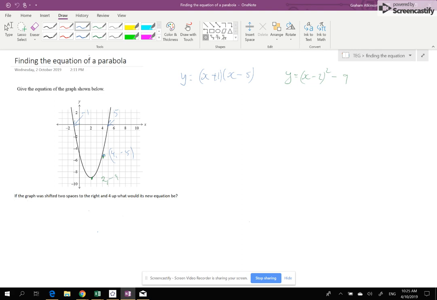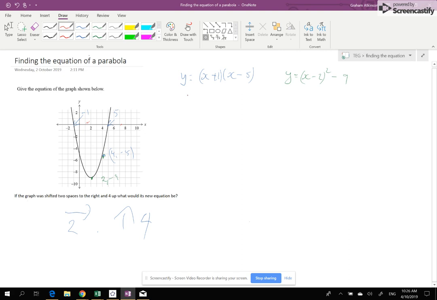Right, so same equations, same graph, and it says if this graph is shifted 2 spaces to the right and 4 spaces up, what would the new equation be? Well, we know that our factorised form would have roots at 2 and at 7 if it just moved 2 spaces across. So it'd be at 1 and 7 if it moved 2 spaces across.